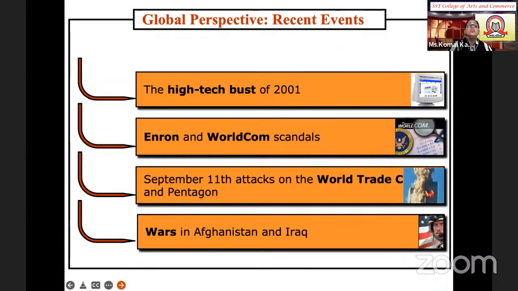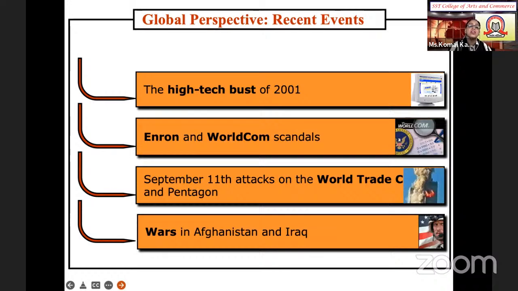Now let us see the global perspective, and the recent events which have affected international business. The high-tech bust of 2001. We are all aware that high technology busted out the new innovations observed in 2001. Then the Enron and WorldCom scandals shook the US economy as well as other related countries. The September 11th attack on the World Trade Center and Pentagon was another remarkable setback for the USA.